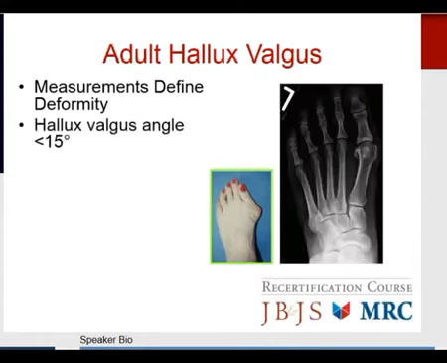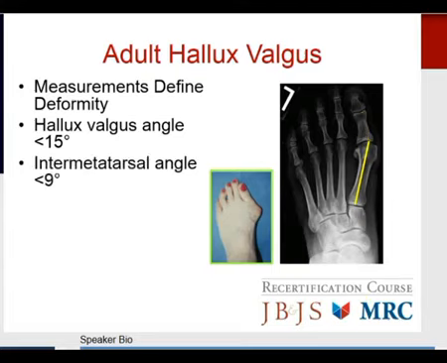Hallux valgus angle is measured first when we look at any type of pathology in the world of bunion surgery. We recognize that angle is measured as the shaft angle of the first metatarsal along with the proximal phalanx, normal less than 15 degrees. The intermetatarsal angle is less than 9 degrees, and that will measure the width between the first and second metatarsals, which gives us a good idea as to what magnitude of correction we require and what type of surgical procedure we will then use.